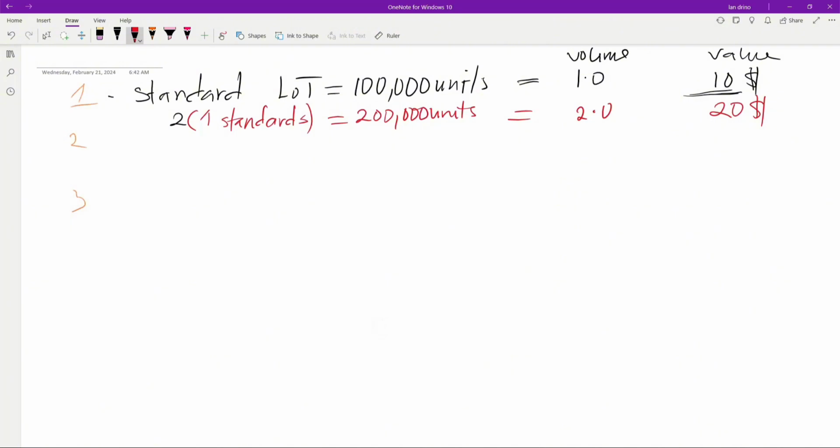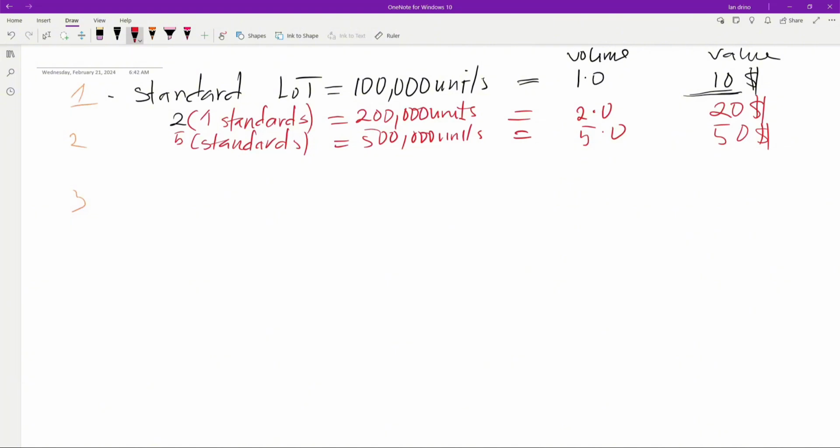So you can go ahead and play with 5 standards, which is 500,000 units of base currency. The volume will be 5.0, and every pip movement is going to be equivalent to $50 instantly. So try 6, try 7, try 10. 10 standard lots is equivalent to 1,000,000 units of base currency. Okay, and the value per pip is going to be $100 instantly, just like that.